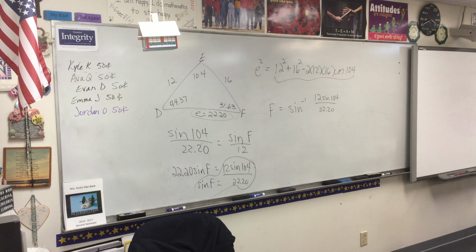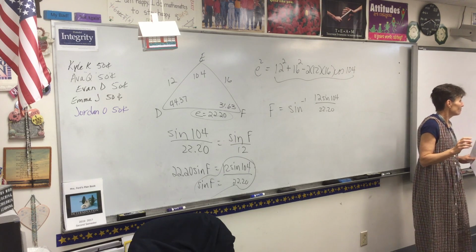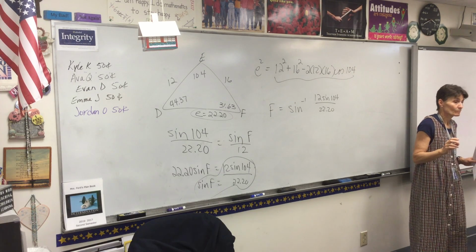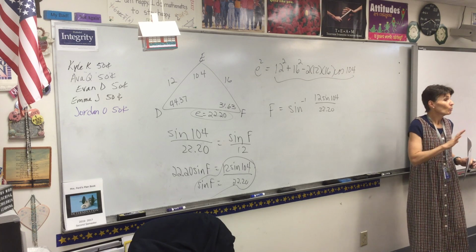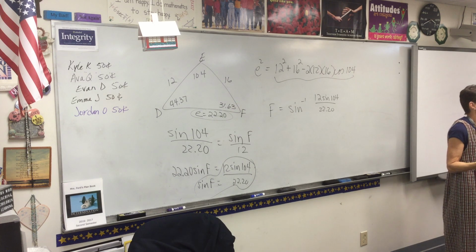Area of a triangle, how do you know how to find the area of the triangle? Formula? Triangle? 1/2 base times height, right? And that works great if you know what the height of the triangle is.